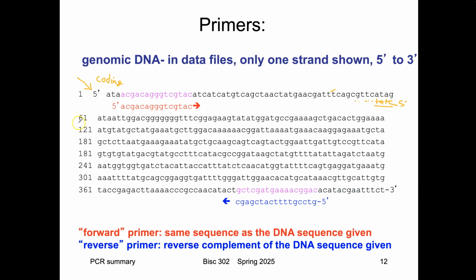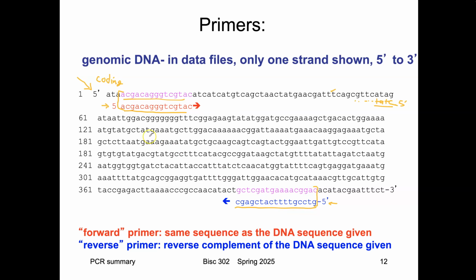Okay. Now we have two primers. We have a primer at one end of the piece of DNA we want to amplify, and we have another primer at the other end of the piece we want to amplify. These are the actual primer sequences. And you will notice that one of them, called the forward primer, has the exact same sequence as the strand, the DNA sequence you've been given. The reverse is always the reverse complement of the corresponding sequence. So it's the same sequence as the bottom strand.